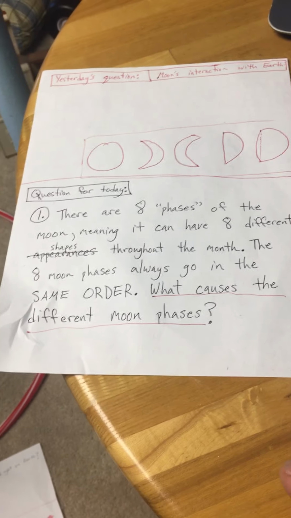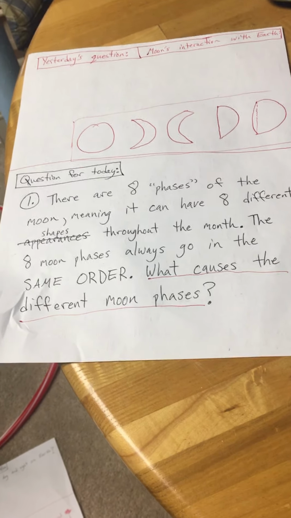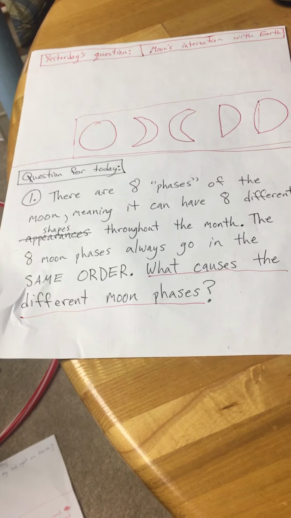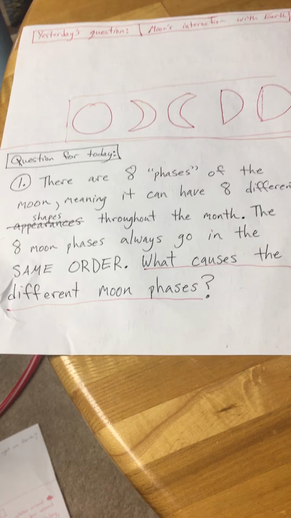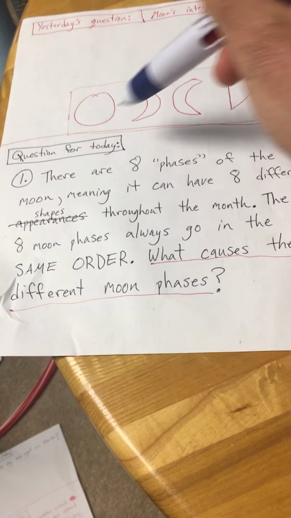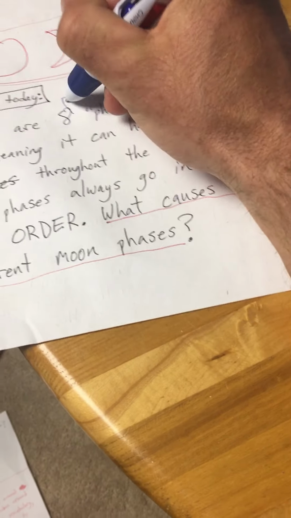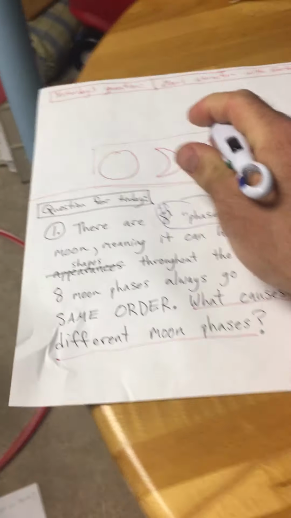There are 8 phases of the moon, meaning it can have 8 different shapes throughout the month. The 8 moon phases always go in the same order. What causes the different moon phases? And these are some examples of the phases, how the moon looks different at different times of the month. So there are 8 phases. And today we're going to answer this question: what causes the different moon phases? Okay? So we're going to first learn some vocabulary, and then we're going to get into it.